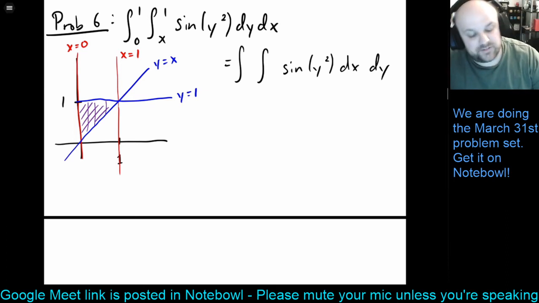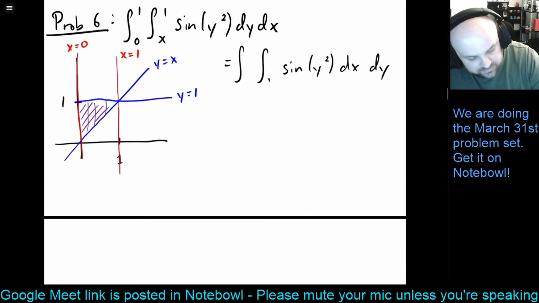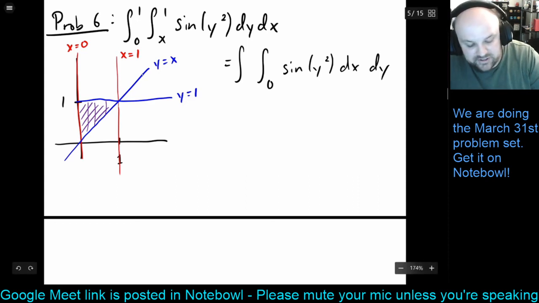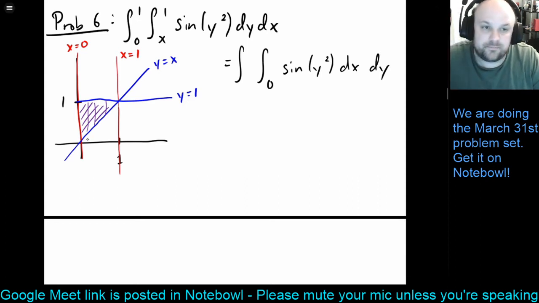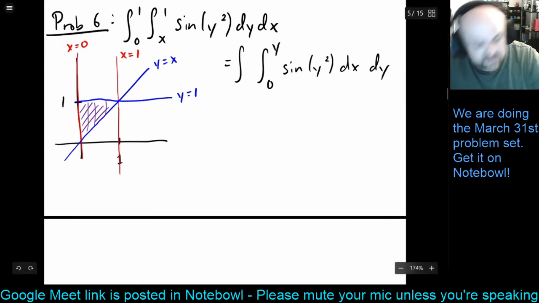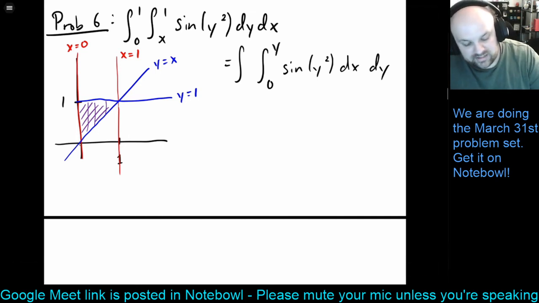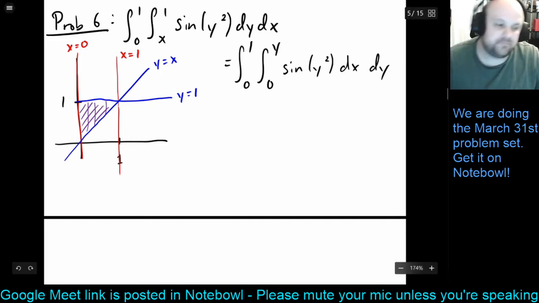Okay. So if we integrate with respect to x first, that means we're doing a left to right approach. The left edge of this is x equals 0, so we start at 0. The right edge is y equals x, or x equals y, so 0 to y. Y starts down here at 0 and goes all the way up to 1, so now we're going from 0 to 1.